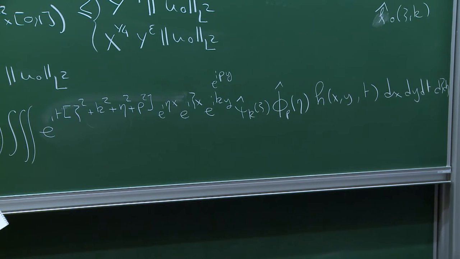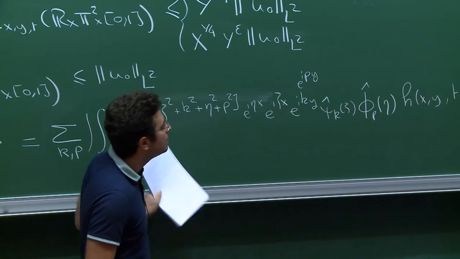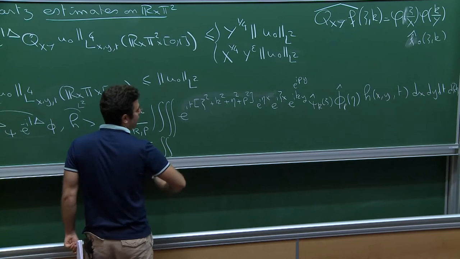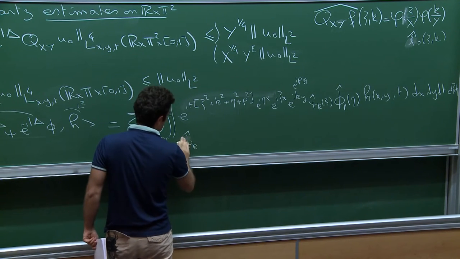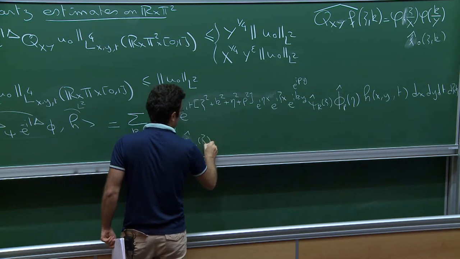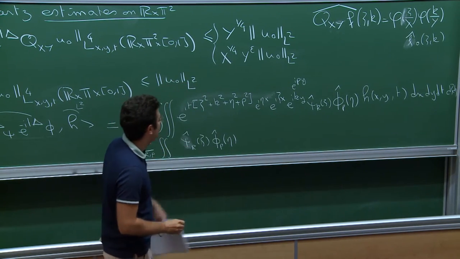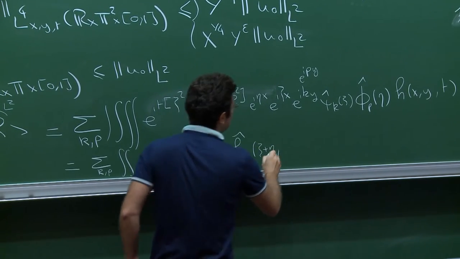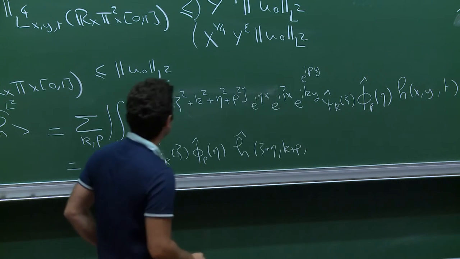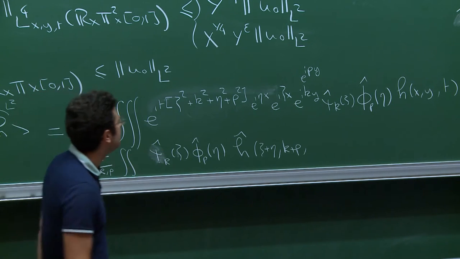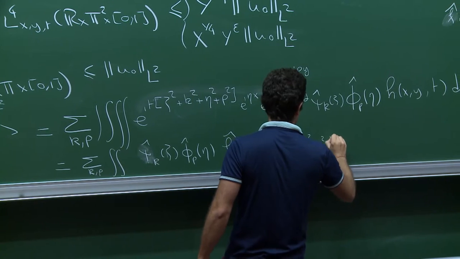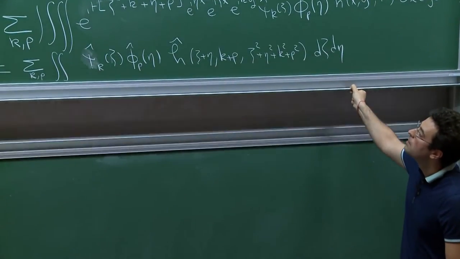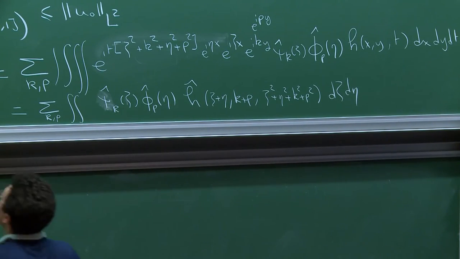All right, so now that you do that, you can see that in fact you could integrate in x, y, and t and just get the Fourier transform of your function h. So you simplify that to something like psi k of xi, phi p hat of eta, and then h is Fourier transform in all of the variables. So in x, I have xi plus eta. In y, I have k plus p. And then the trace of the evolution is in the Fourier transform in time, which is xi squared plus eta squared plus k squared plus p squared, d xi d eta. OK, so this is really just Parseval or Plancherel here.